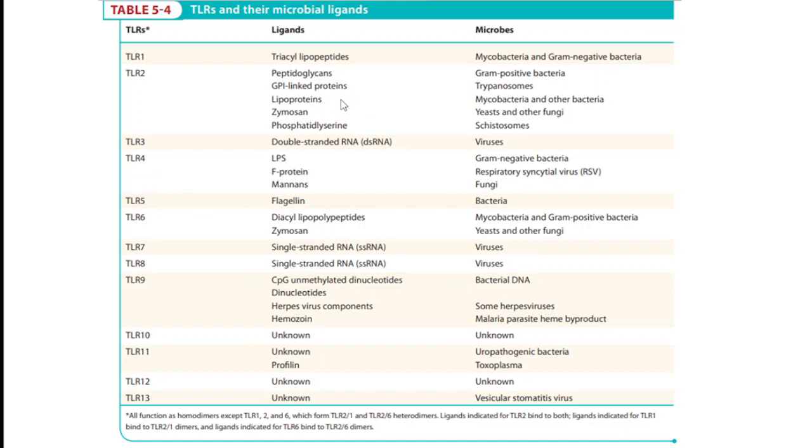So here I had given the TLR and the microbial ligand and from which microbe they are isolated. See, TLR7 and TLR8 are involved in recognizing the single-stranded RNA from virus. Whereas if you take this TLR9, they are involved in recognizing this CpG unmethylated dinucleotide from your bacterial DNA. Okay, so just give a read on these things.